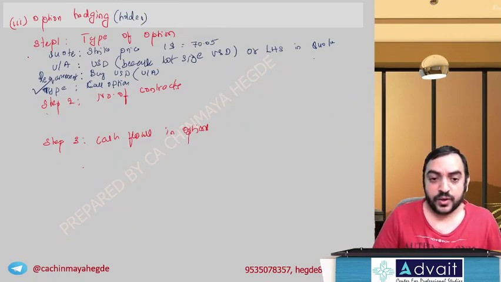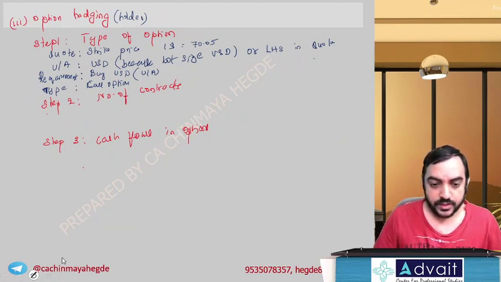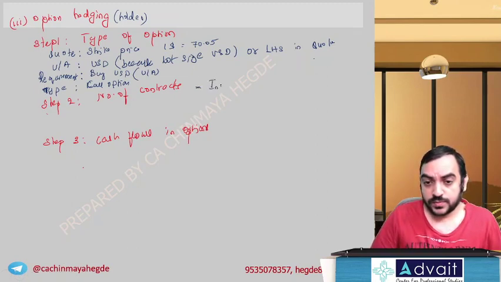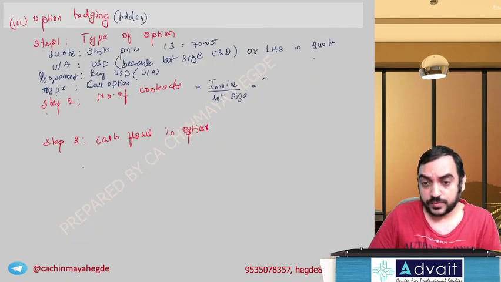Okay. Let's come to number of contracts now. Number of contracts formula is very simple. Invoice amount divided by lot size. Invoice amount, in this case, $360,000, and lot size is $1,000. So you get 360 contracts.